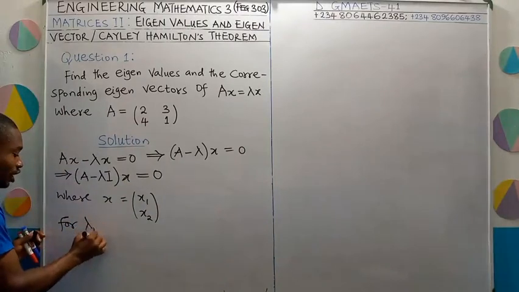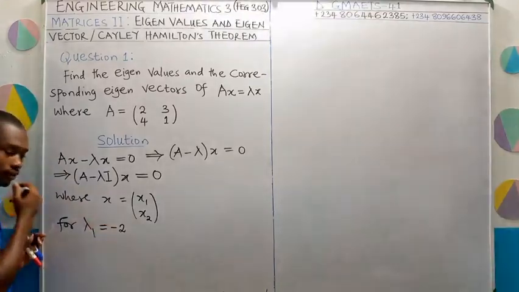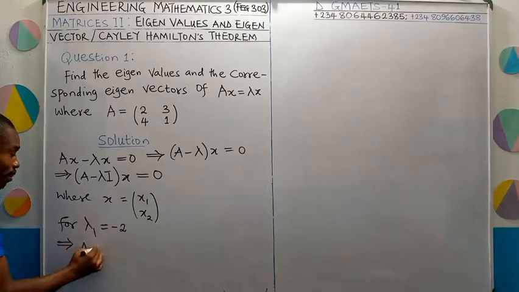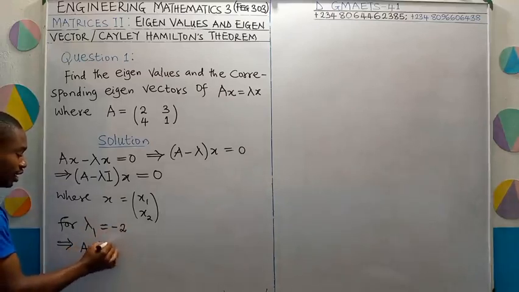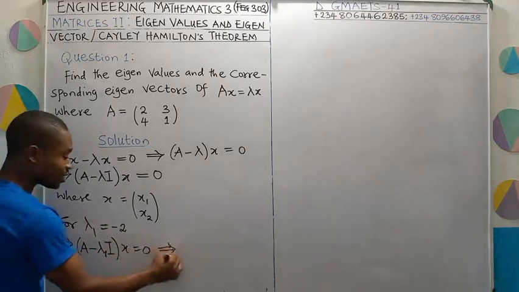For the eigenvalue lambda 1 equal to minus 2, we'll substitute it into this equation. This is going to give us A minus lambda 1, and that lambda 1 is of course minus 2 here. So let me just fix it, and then for you to see it clearly. Multiply by x equal to 0. I can still simplify this.